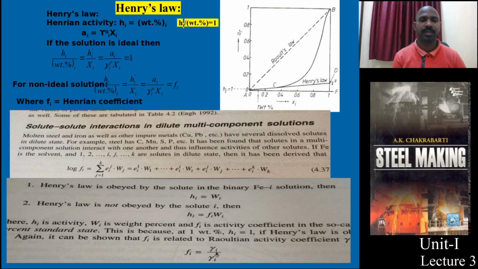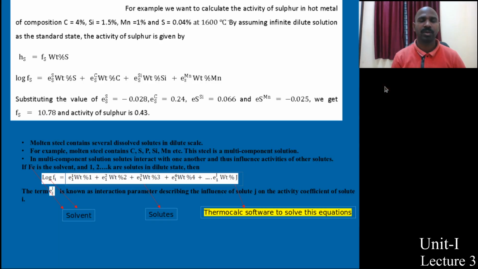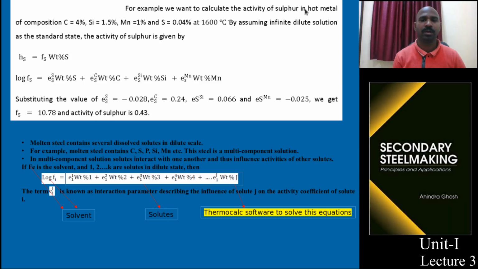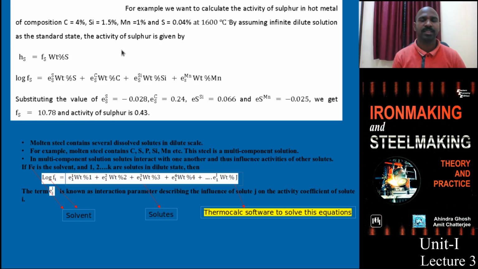Similarly, from the Raoultian activity coefficient. Let me take one example for calculation using Henry's law. For example, in molten metal such as steel, the carbon is around 4%, and silicon is around 1.5%. In that situation, how do you apply Henry's law and Raoult's law? So let us see this with this particular example.